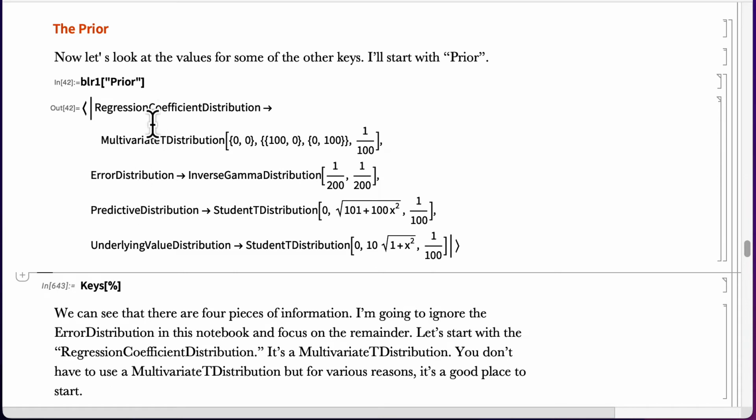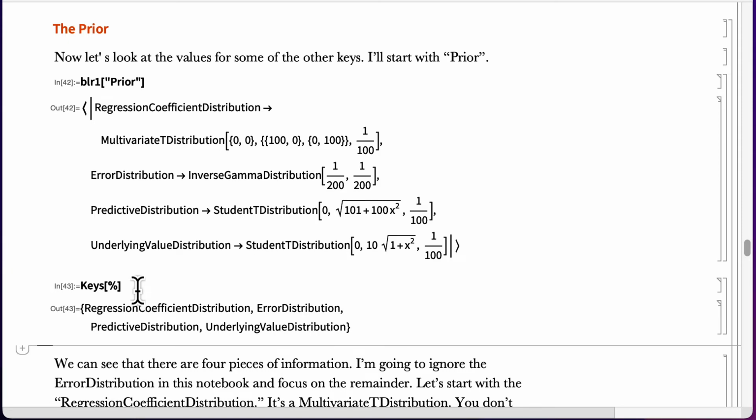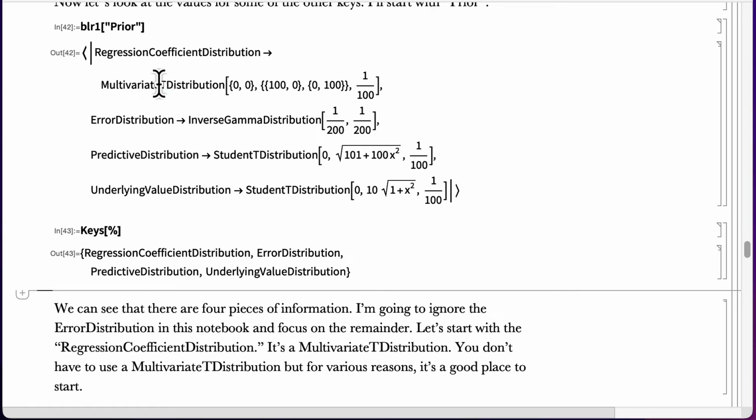There it is, and you can see it's an association again, and we can get the keys out. And we can see that we've got four things: the regression coefficient distribution, the error distribution, which I'm not going to say much about, the predictive distribution, and the underlying value distribution. Let's start with what I think is probably the most important thing, which is that regression coefficient distribution.